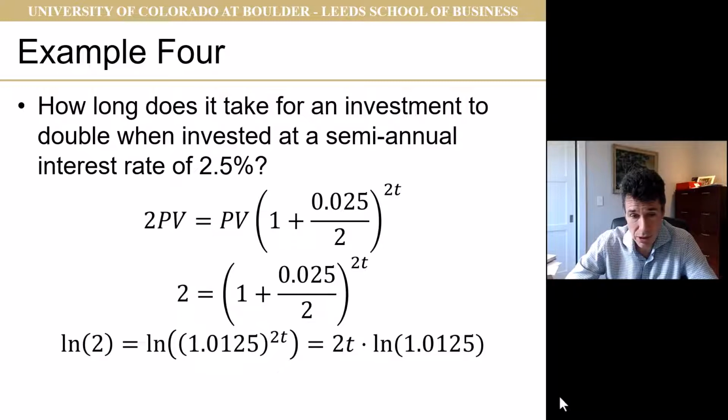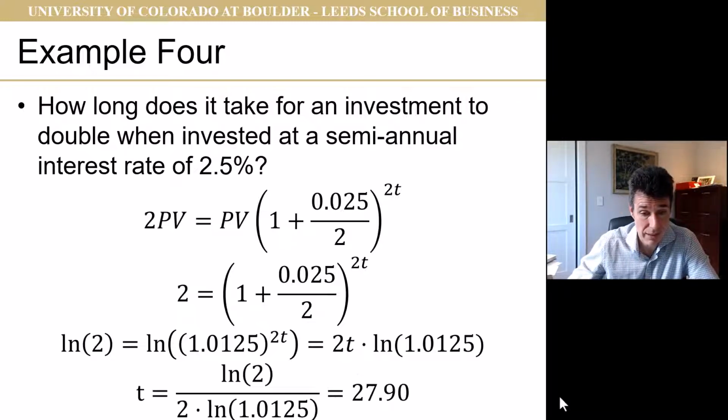We could take the natural log of both sides. Natural log of 2 equals the natural log of 1.0125 to the power 2t. Properties of natural log, we can bring the 2t out in front. 2t times natural log of 1.0125, and then we can solve for t. Natural log of 2 divided by 2 times natural log of 1.0125, or 27.90 years.